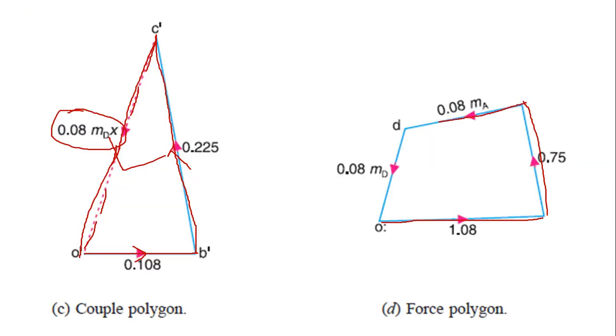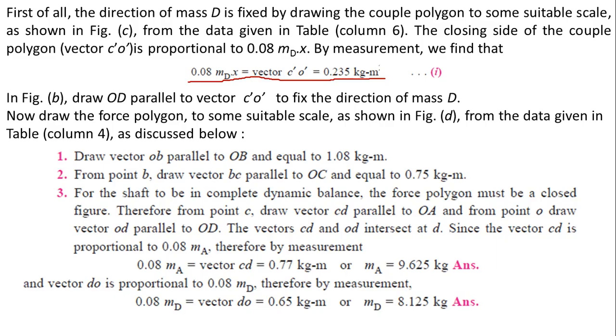So the direction here is in this direction, and when you take the direction from the T2, you get the intersection point over here. Okay, so this value and this value, whatever is there, will be equal to 0.08 ma here and 0.08 md here. Okay, so you get the magnitude now. So if you measure this length, automatically it is equal to these things. Okay, so what we can get now, 0.08 ma will be nothing but vector CD, so that is 0.77 kg meter. So you get ma value as 9.625, and when you substitute this, that vector DO, that is 0.65 kg meter, so you get md as 8.125 kg.